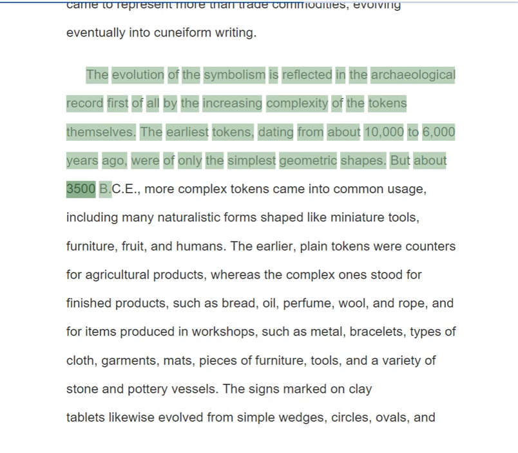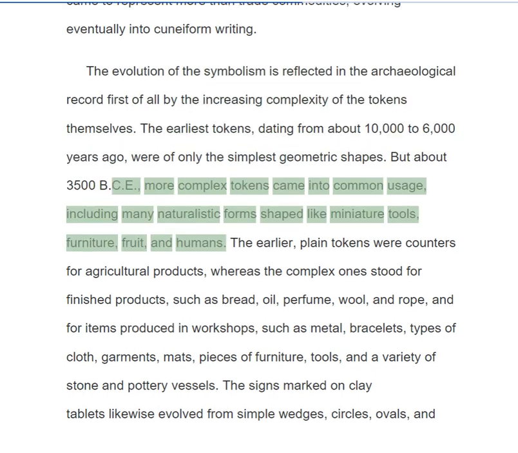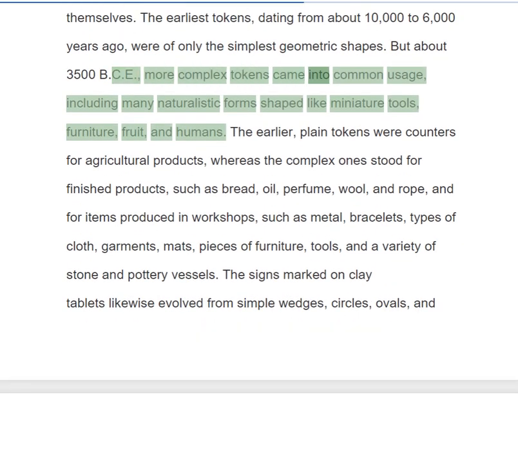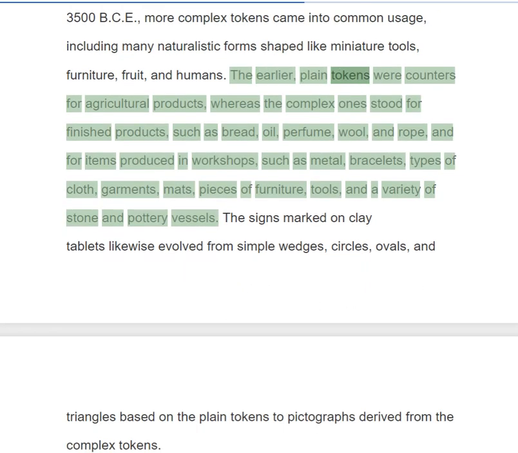But about 3,500 BCE, more complex tokens came into common usage, including many naturalistic forms shaped like miniature tools, furniture, fruit, and humans. The earlier, plain tokens were counters for agricultural products, whereas the complex ones stood for finished products, such as bread, oil, perfume, wool, and rope, and for items produced in workshops, such as metal, bracelets, types of cloth, garments, mats, pieces of furniture, tools, and a variety of stone and pottery vessels.